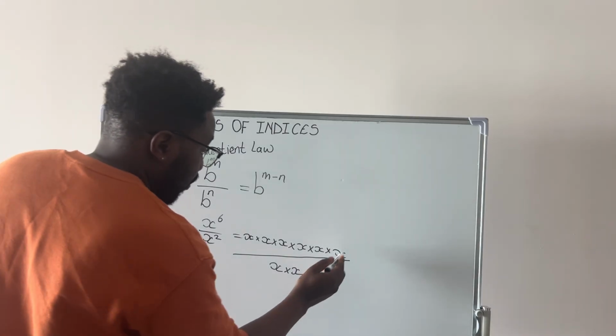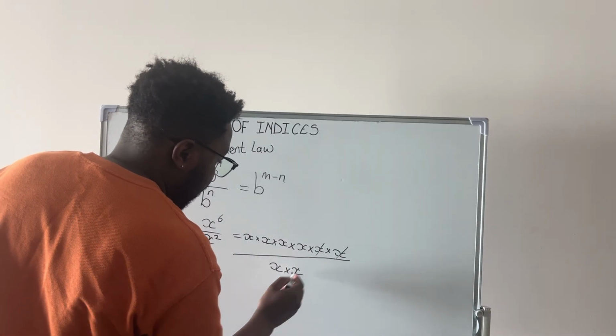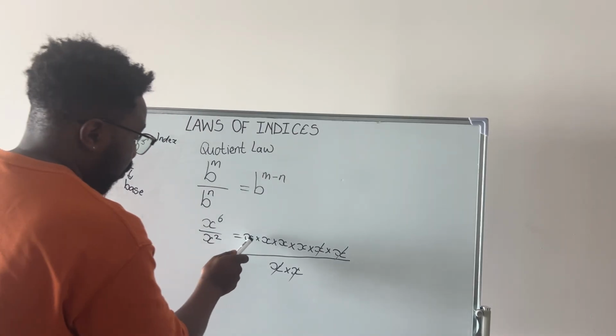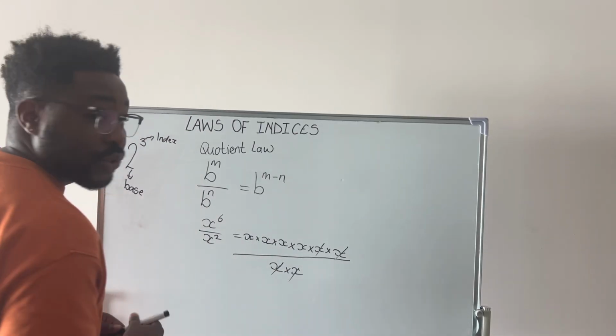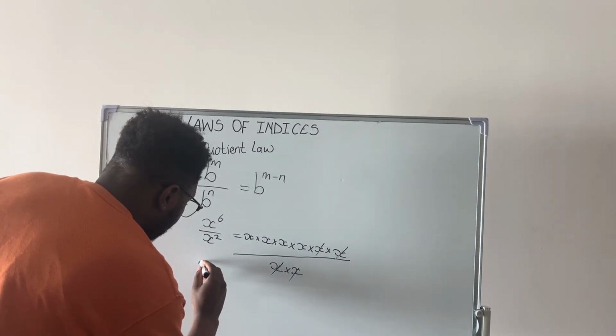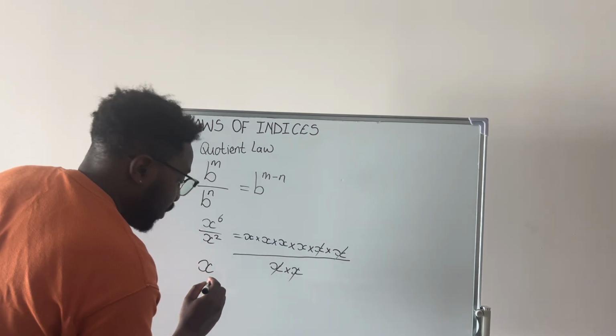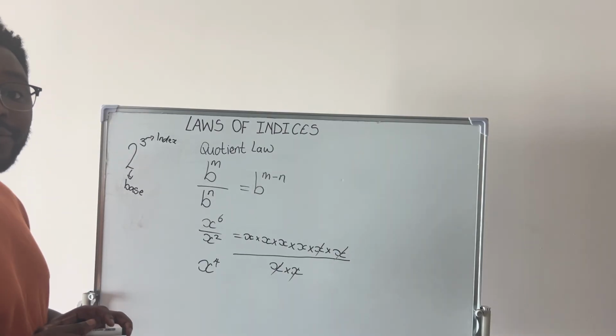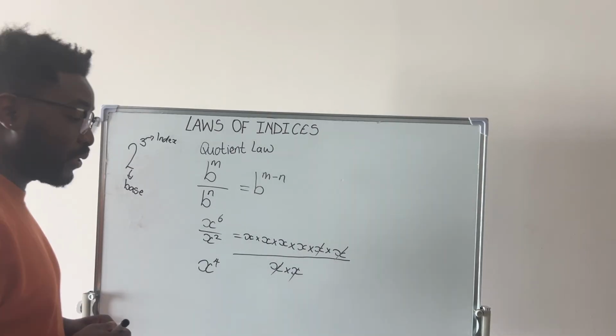This x and this x go, this x and this x go. So how many x's do we remain with? 1, 2, 3, 4, right? So our answer will be x raised to the power 4. That's fine, that's good.